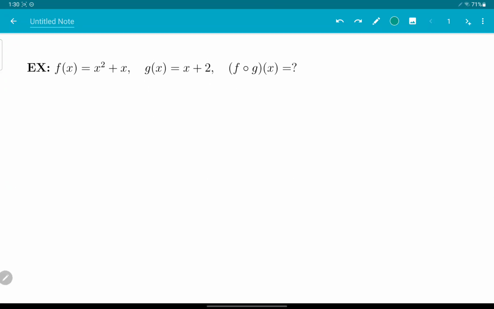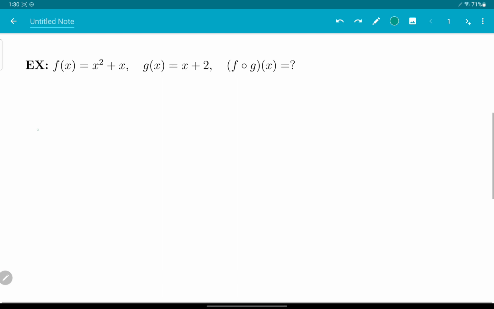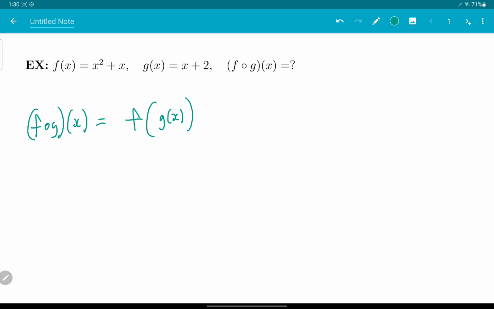So, first example, just calculating a composite function. As I said, you just take g and you plug it into f. That's what this notation means. So in English we'd say f composed with g. Okay, so we just take one function, plug it into the other, so we get f with x plus 2 plugged in.